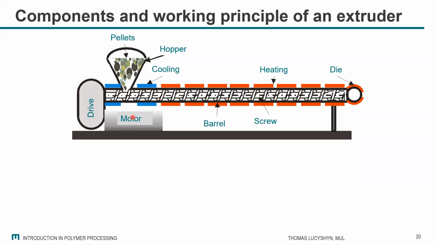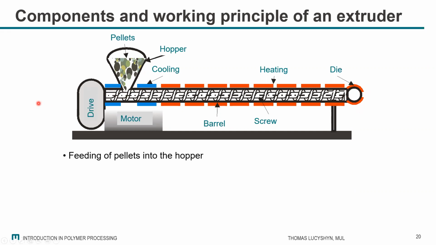Of course, we need a motor and a drive to get this rotational movement of the screw. In the front of the extruder, we have a die, which is just a symbol here. The die is basically a metal block with some geometry in it, and you pump the material through this die, and depending on the shape of the die, you get a profile, a sheet, a pipe, whatever. So the process is like that.